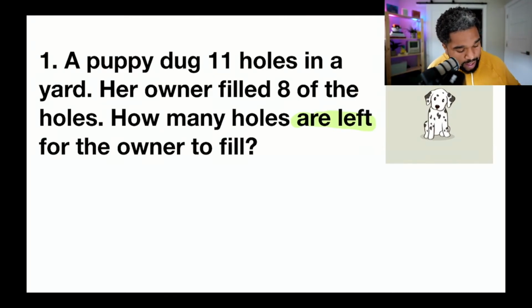The second time you read through this problem, a puppy dug 11 holes in a yard. Her owner filled 8 of the holes. How many holes are left for the owner to fill? That's when you identify the numbers, right? So we're gonna highlight 11 and we're gonna highlight 8.